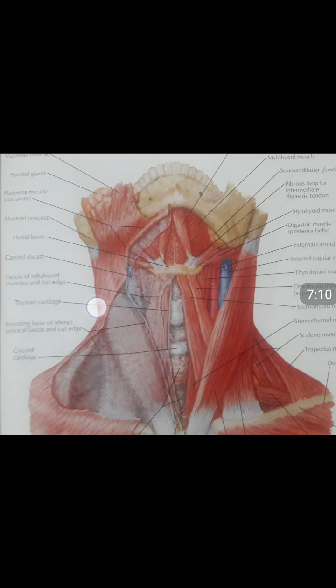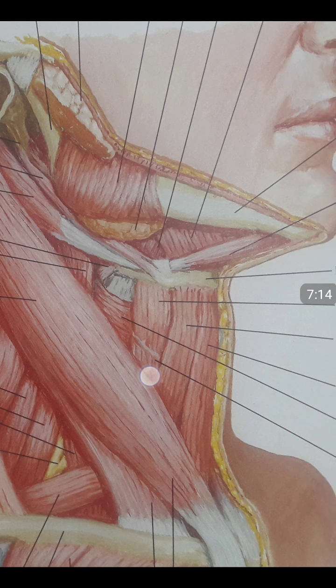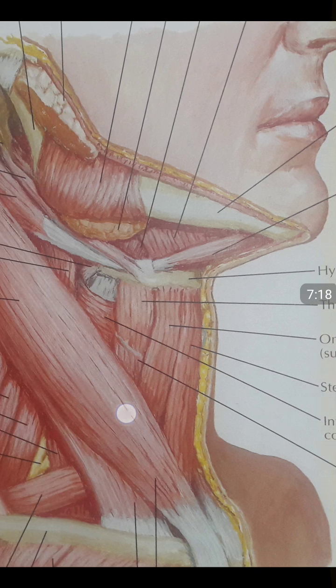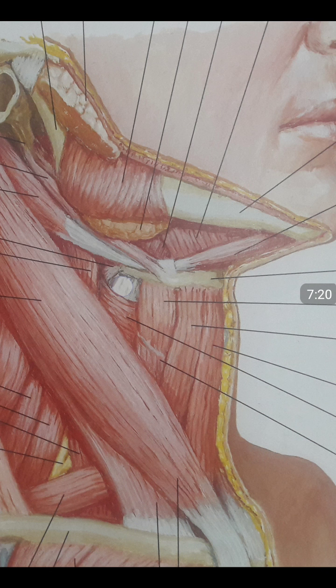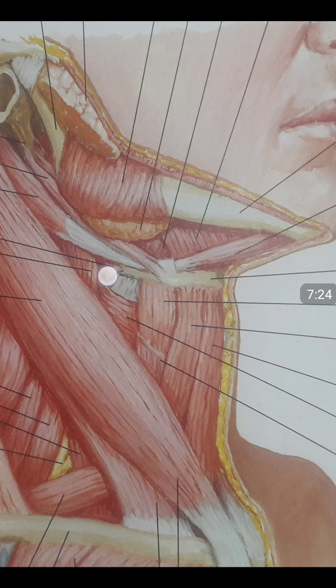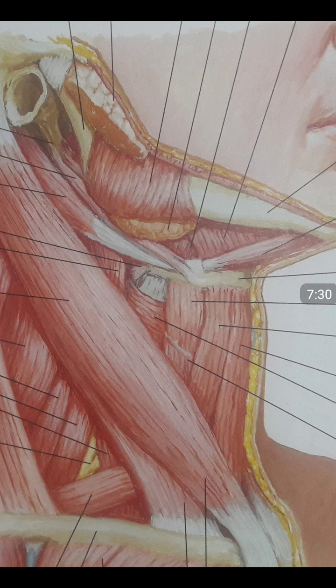So again I would definitely go here. You see this muscle is called the inferior pharyngeal constrictor muscle, and the thyrohyoid membrane. This thyrohyoid membrane, the inferior constrictor, and the superior constrictor as well, a small part of it, these muscles form the floor of the carotid triangle.